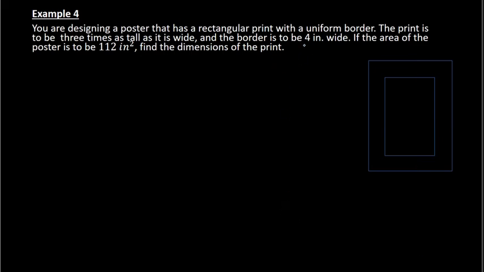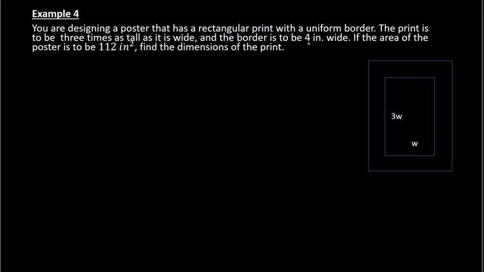Now with this picture, we need to start labeling different things. So it says the print is to be 3 times as tall as it is wide. So whatever the width is of this print, this innermost rectangle, the length, or I guess the height, is going to be 3 times that. So if this right here is your width, that's W, then your height is 3 times that, or 3W.